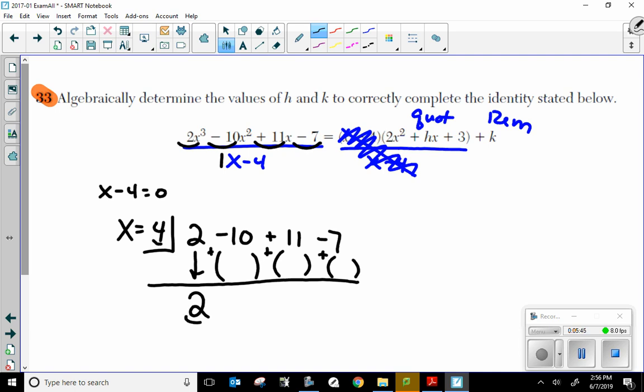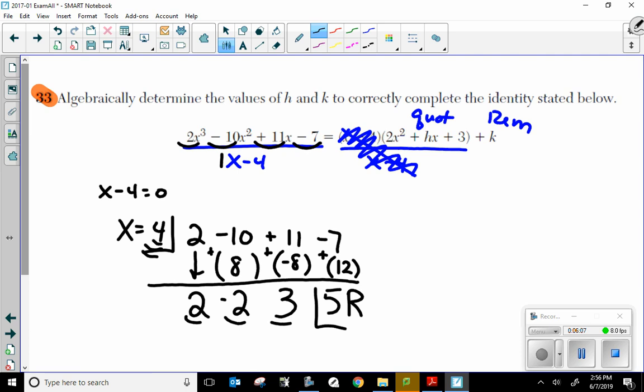4 times 2 is 8. If I take negative 10 and add 8, I get a negative 2. 4 times negative 2 is negative 8. If I add 11 and negative 8, I get a positive 3. And 4 times 3 is 12. Negative 7 plus 12 is a positive 5. This, my friends, is my remainder.